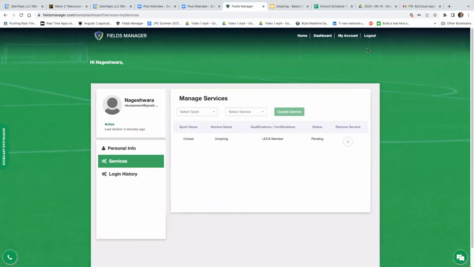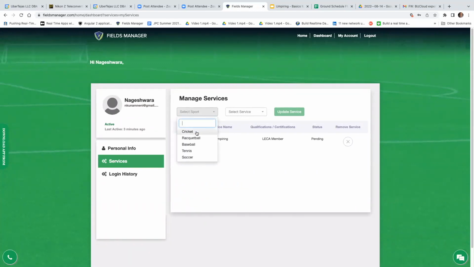Yep. I am not the super admin. The support team is the super admin, but I will check it. Because again, I don't have the rights to do it myself. I don't see the option to choose LECA member. So is that something I need to do something?